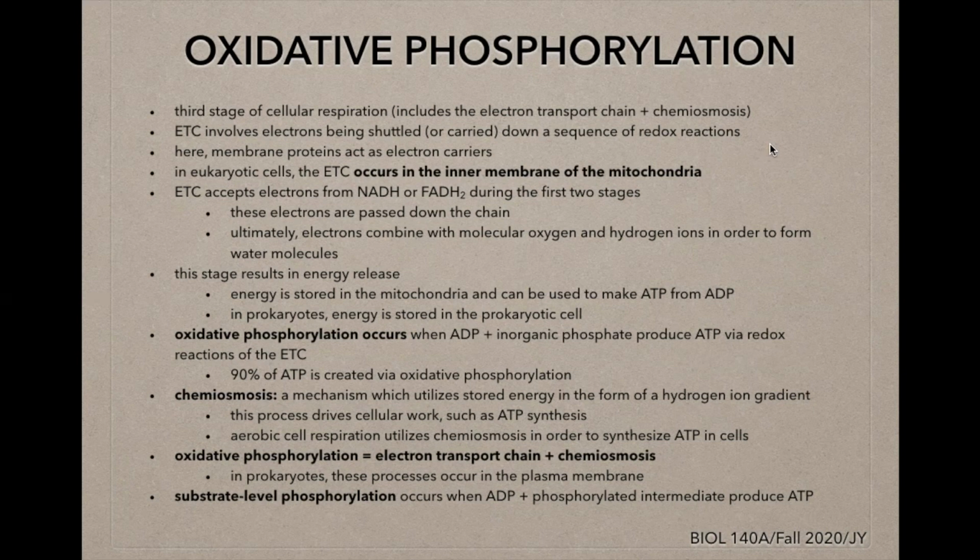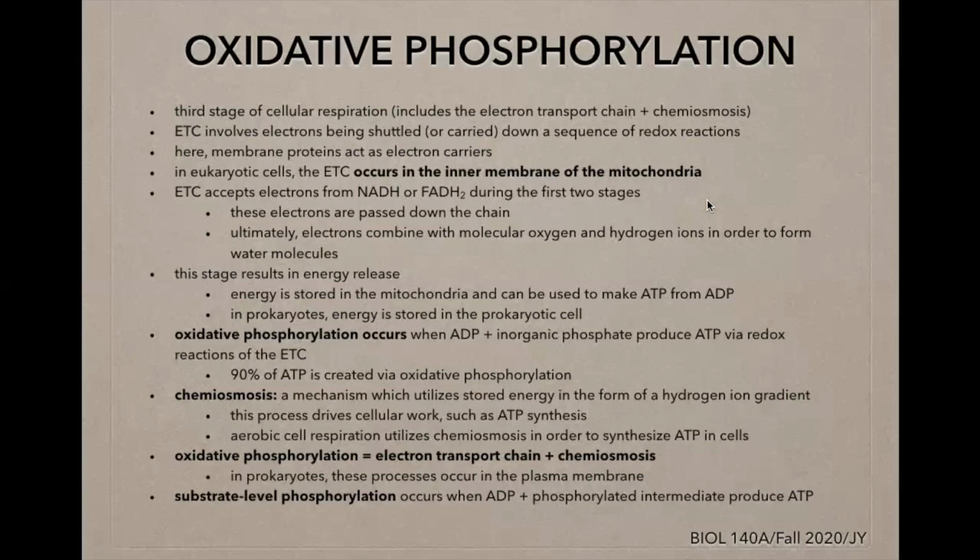And so during the electron transport chain, electron carriers alternate between reduced states and oxidized states as they accept electrons and donate electrons. And then each component of the electron transport chain becomes reduced when it accepts electrons from its uphill neighbor. And then each component then returns to its normally oxidized form by passing those electrons down to its downhill neighbor. And then ultimately, electrons will combine with molecular oxygen and hydrogen ions in order to form water.